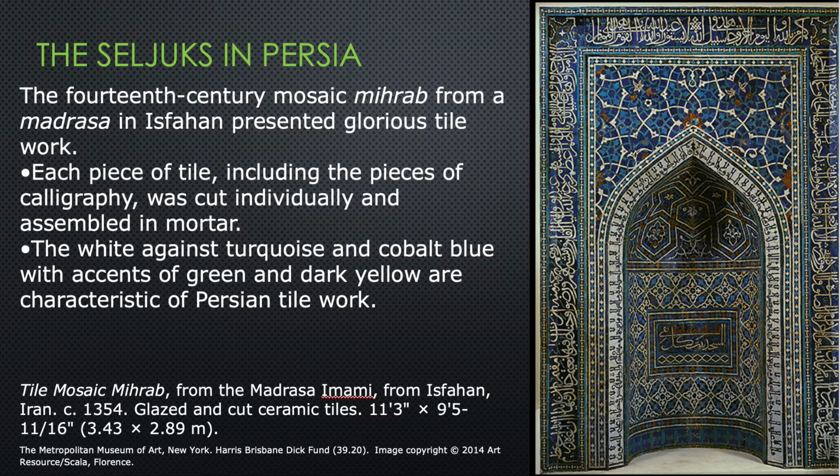I don't know. The Seljuks in Persia, the 14th century mosaic mihrab from a madrasa in Isfahan presented glorious tile work. Each piece of tile, including the pieces of calligraphy, was cut individually and assembled in mortar. The white against turquoise and cobalt blue with accents of green and dark yellow are characteristic of Persian tile work. I just think it's beautiful, and I'm just including this because it's good to have a close-up view so you can see the various patterning that was used and the complexity of the patterning and the beauty of the tile work. So that's that mihrab.